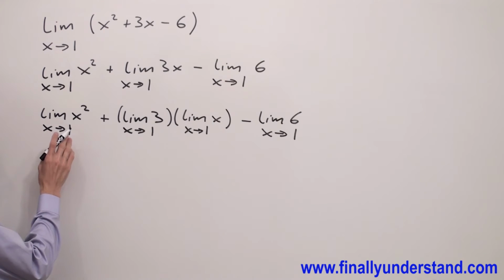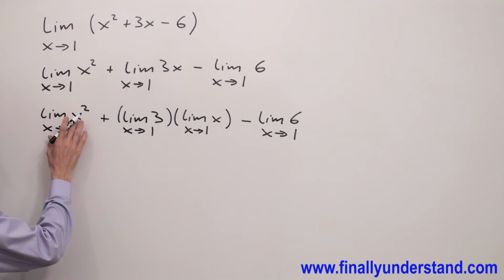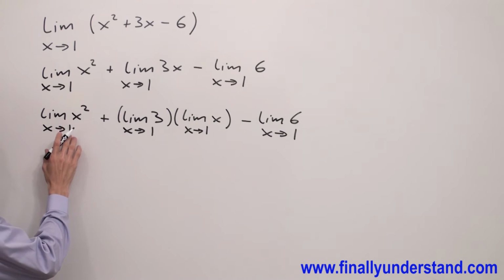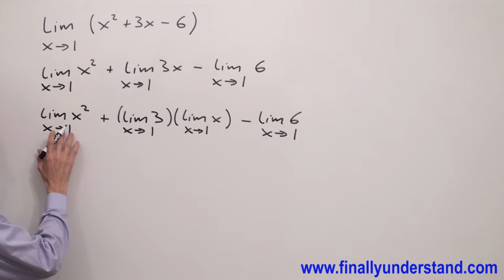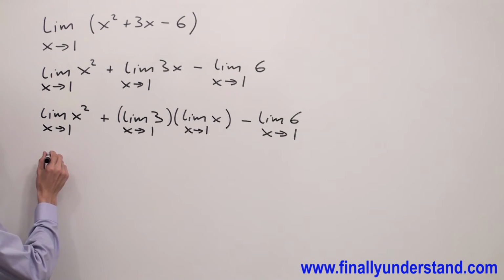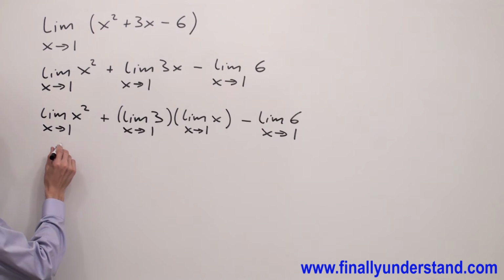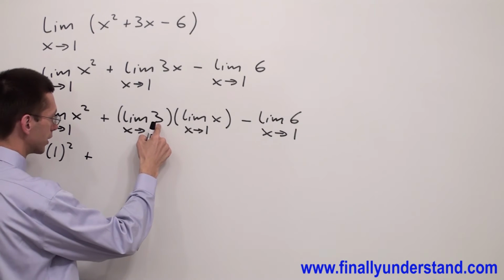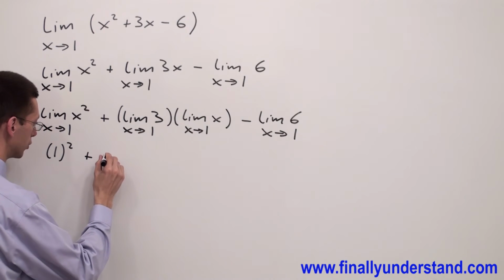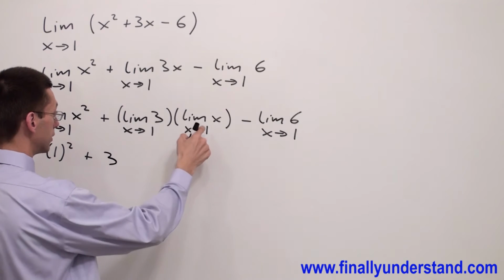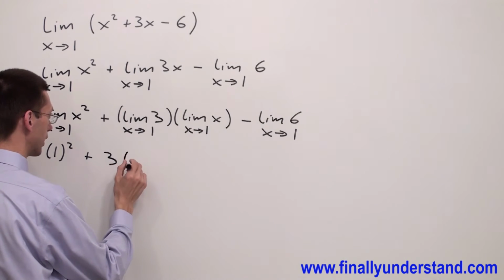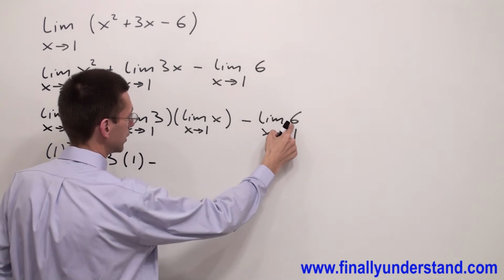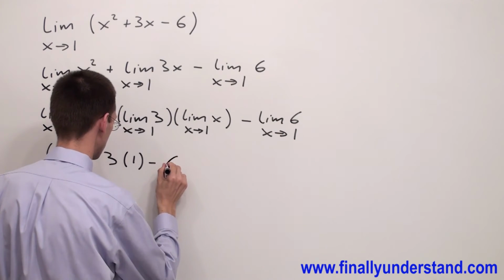Next, we're supposed to simply replace x by whatever x is approaching. So in this case, every single x I have to replace by 1, and I'm going to ignore the limit. So I have 1 to the second power plus, the limit of a constant is equal to the constant, that's why I'm going to write 3, and this x has to be replaced by 1, minus, the limit of a constant is equal to the constant, that's why this is 6.